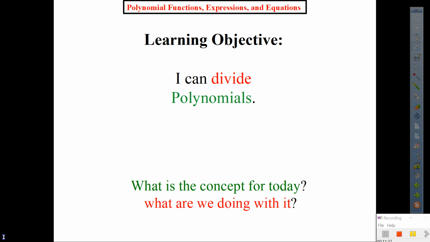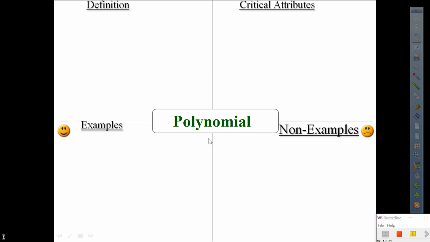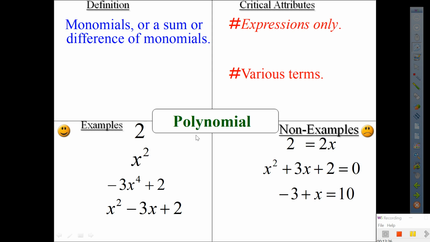Do we need a refresher for polynomials? Tell your neighbor the definition for polynomials, please. All right? Okay, so you should have said monomials or some additions of monomials. You know what the examples and non-examples look like, yes?